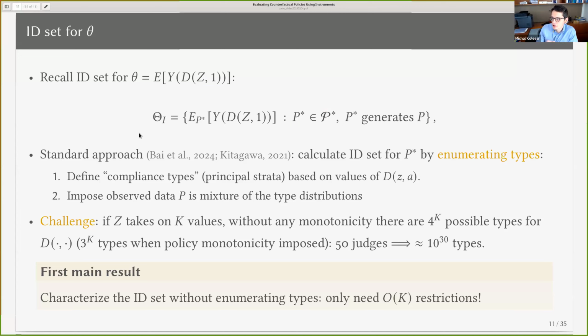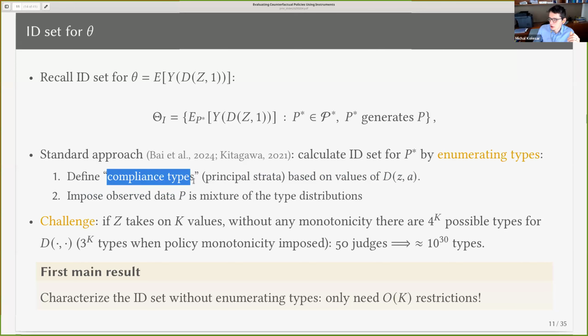Well, one thing you could do, and this is what people have done before, for example Toru Kitagawa's paper or a recent paper by Ed and his co-authors, is enumerate all the possible types. What would my sentence be if I'm assigned to Judge A, Judge B, Judge C? If there are 3 judges, that gives me 8 types, and then I also have to consider what would happen to me under the policy and not. So if there are 3 judges and a policy, that would give me 2 to the 4 types.